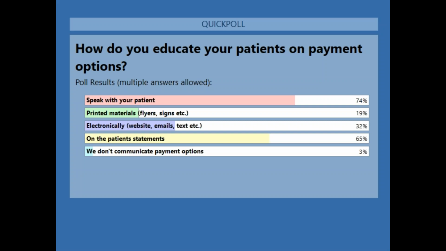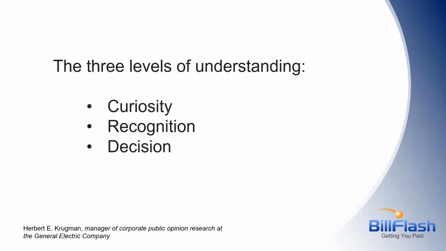Let's move on from our poll question. I appreciate your participation in that. If we want our patients to pay, we have to understand how our patients are thinking about their bills. When they receive a notification, they're going to go through 3 levels of understanding. This is research that came from Herbert Krugman from General Electric. He was doing public opinion research at GE, and what he saw was that when customers are communicated their financial obligations, these are the levels that they go through.